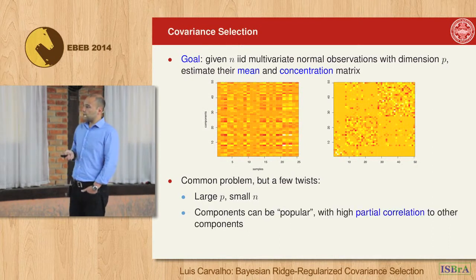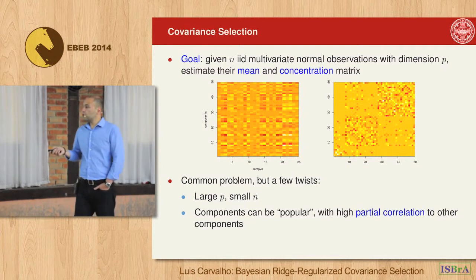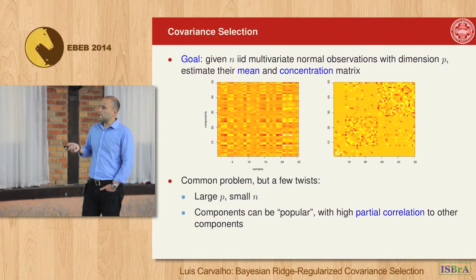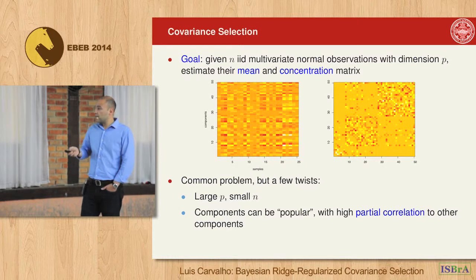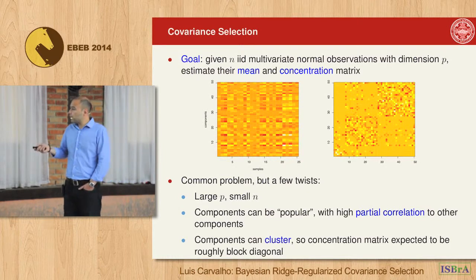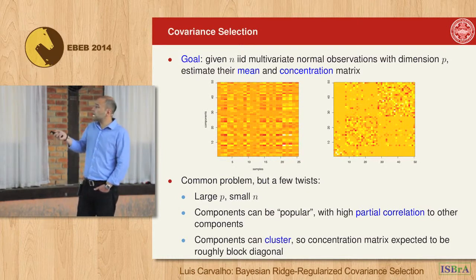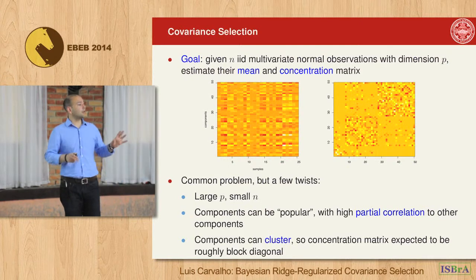In our case, there are other twists. One twist is that some of these components can be what we call popular. That is, you might have very high partial correlation to the other components. For instance, if you focus on number 8 here, you can see that it has a lot of partial correlation with a lot of other components. So 8 is a popular component in this case, and you want to take that into account. The other twist, which is more visible, is that the components can cluster, so the concentration matrix is expected to be roughly block diagonal.